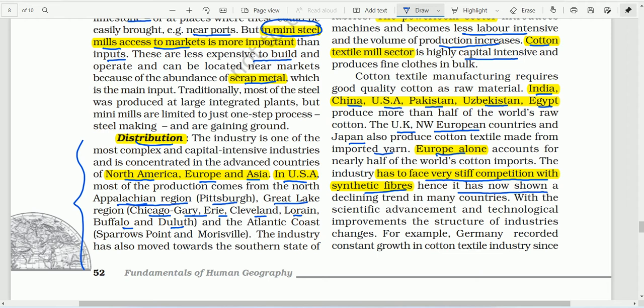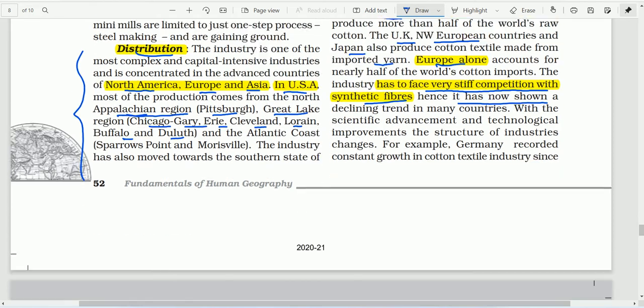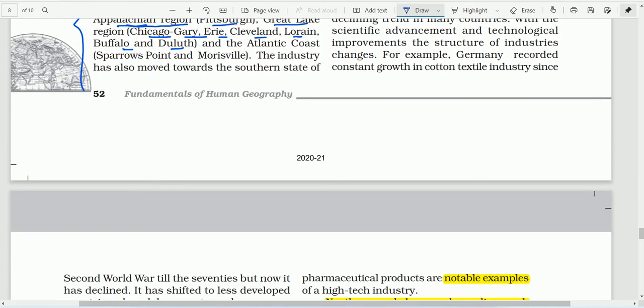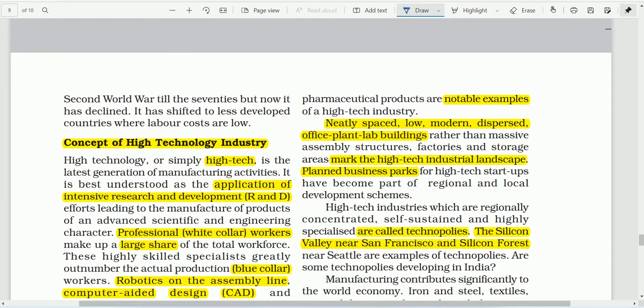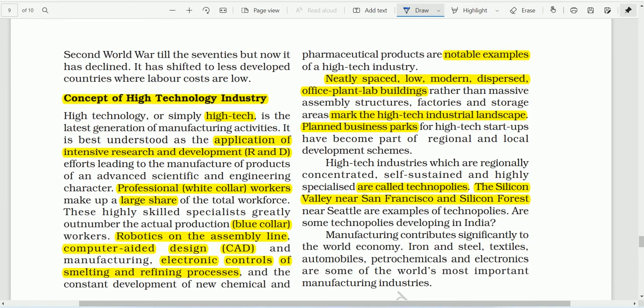But with scientific advancement and technological improvements, the structure of the industry changes. For example, Germany recorded constant growth in the cotton textile industry from the Second World War till the 70s, but now it has declined and it has shifted to the less developed countries where labor costs are low. That means cotton textile mills have been shifted to the Asian countries where the population density is very high and the labor costs are very low.